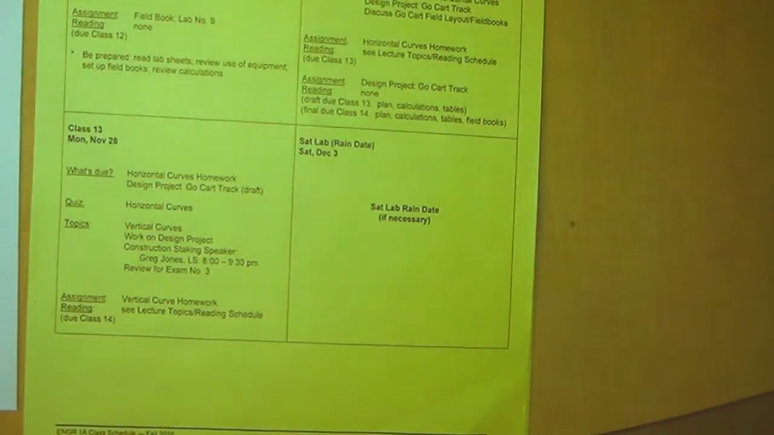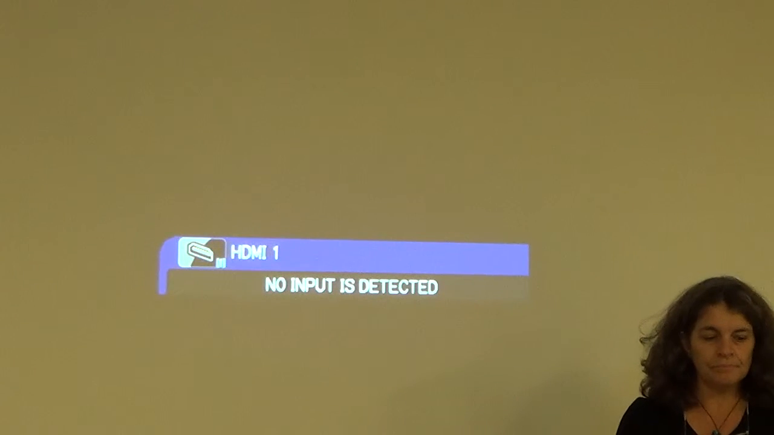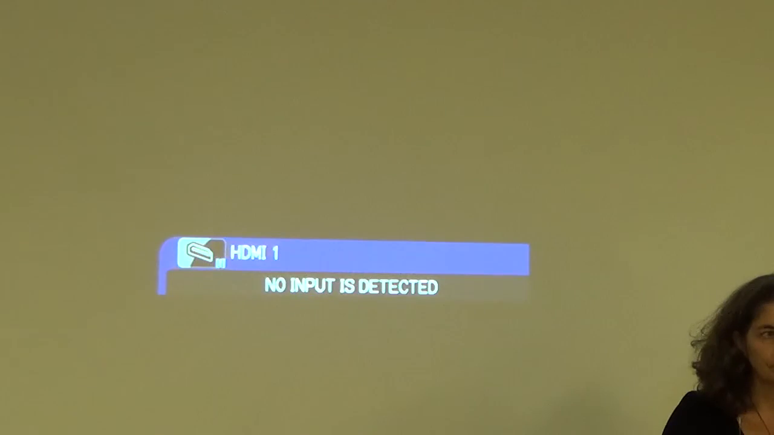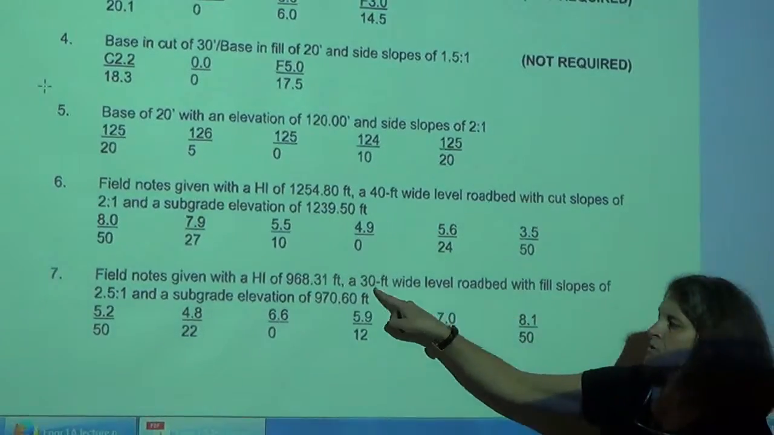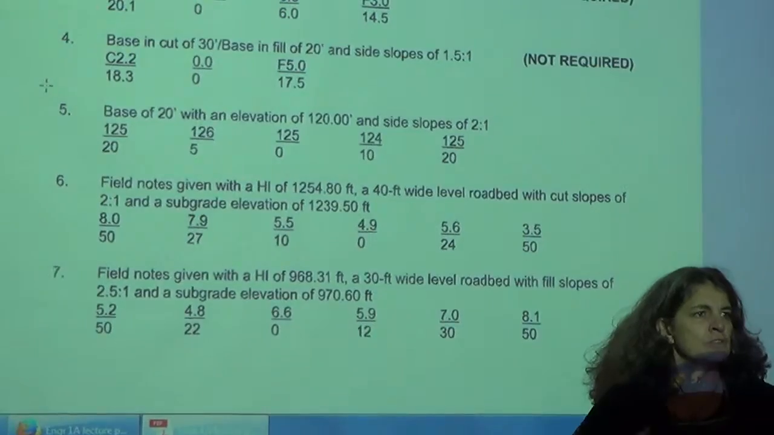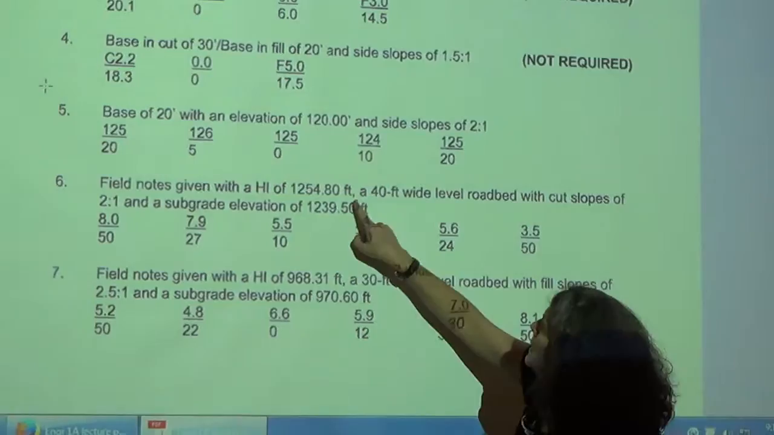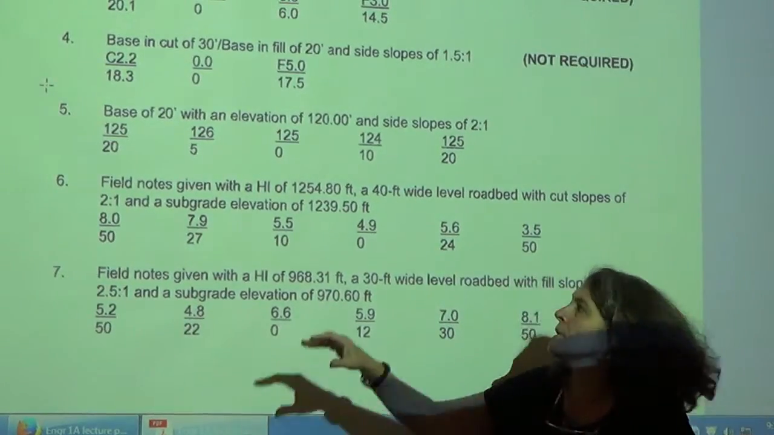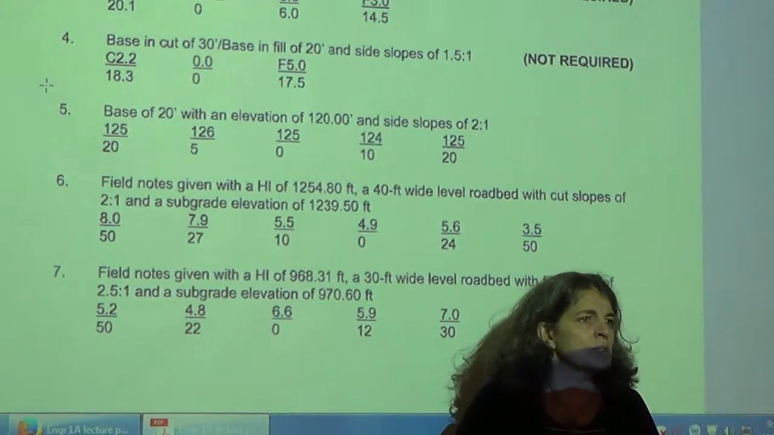Oh, right, you had the question, I'm sorry. For the road bed, length. The length of the roadbed was always given on these problems. So 30-foot wide roadbed means 15 feet this way, 15 feet that way. Here was 40 feet wide, 20 out, 20 out. This one was 20 feet, 10 out, 10 out. They always give it to you.